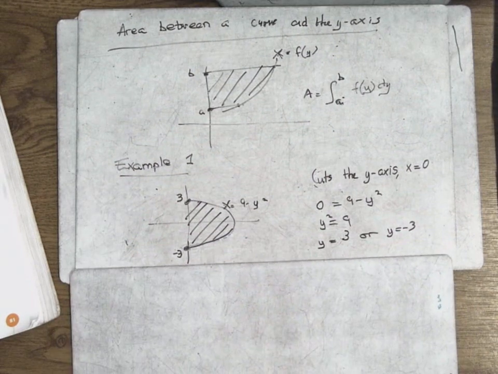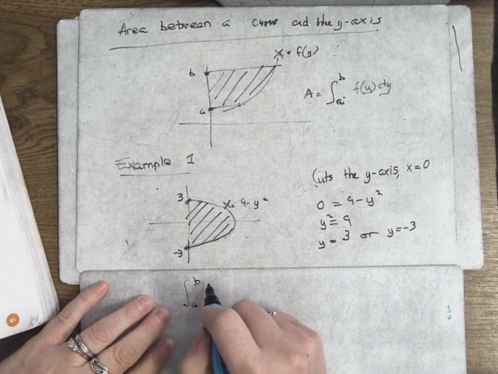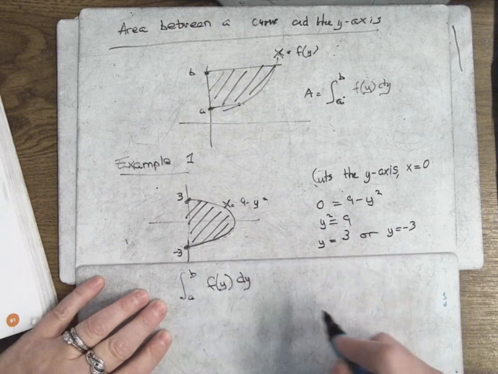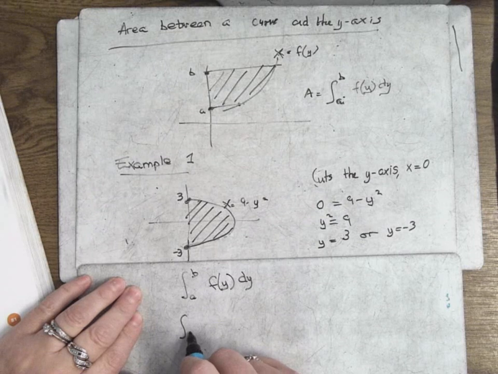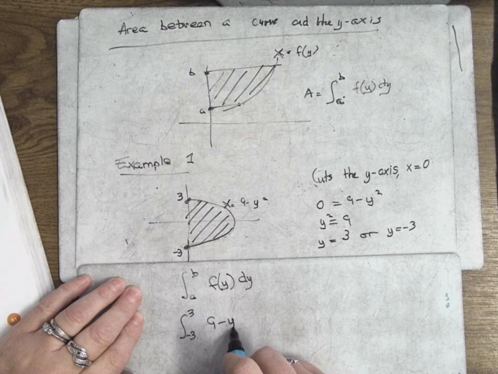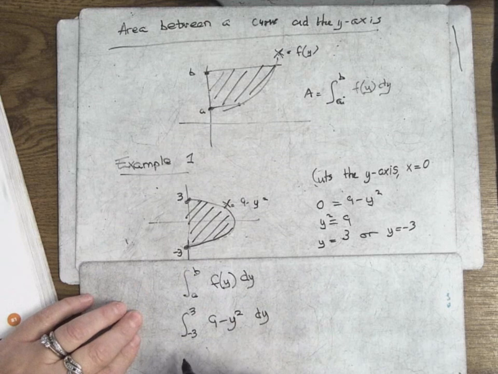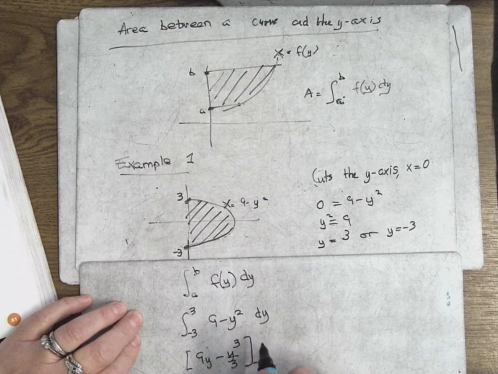So off I go to find my area then. It's the integral between a and b of f of y, the function of y. This time I'm integrating with respect to y. So that's the integral from minus 3 up to 3 of 9 minus y squared, integrated with respect to y. When I integrate that, I'll get 9y minus y cubed over 3, increasing the power by 1 and dividing by the new power, between minus 3 and 3.